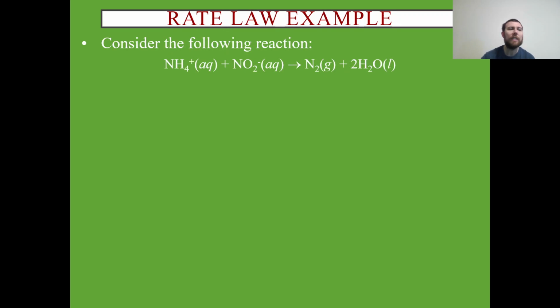All right, so let's take a look at a more specific example of something that has actual chemical species. So let's say we consider the reaction of ammonium ion plus the nitrite anion, and it produces nitrogen gas and liquid water.